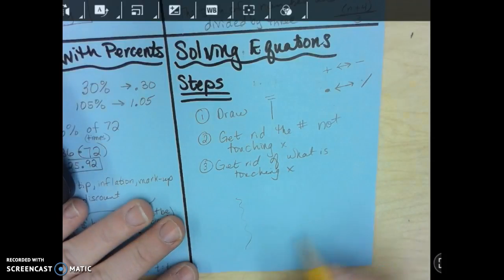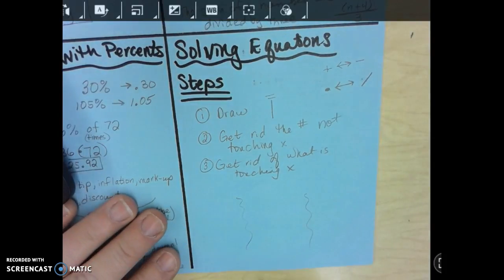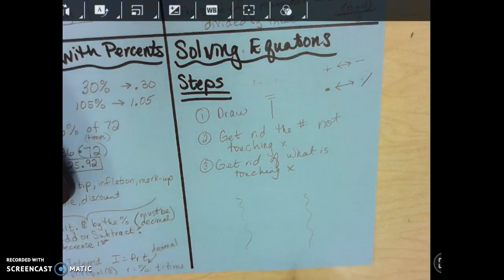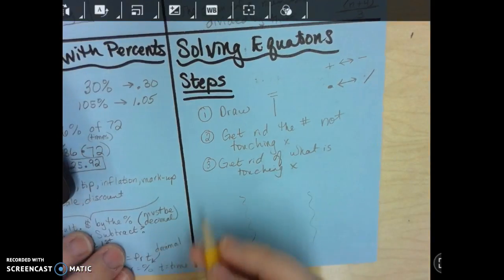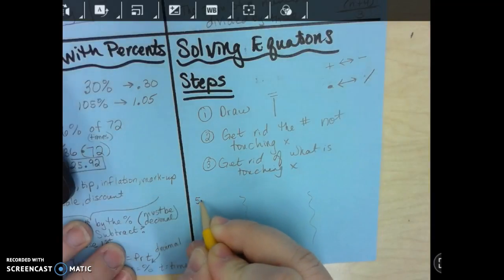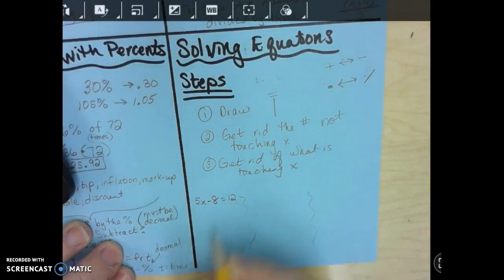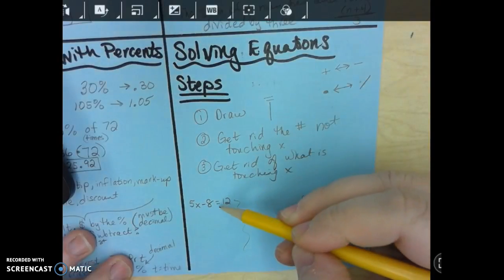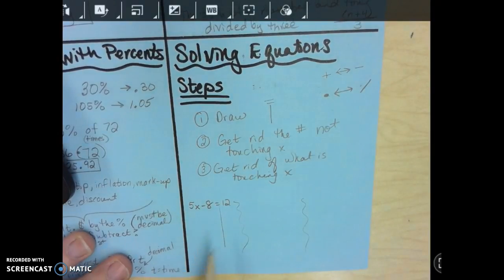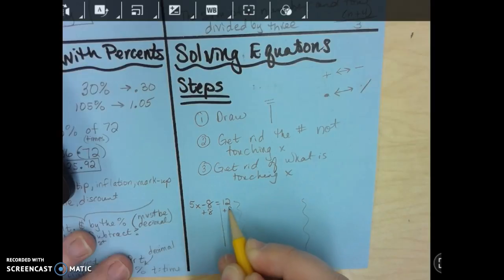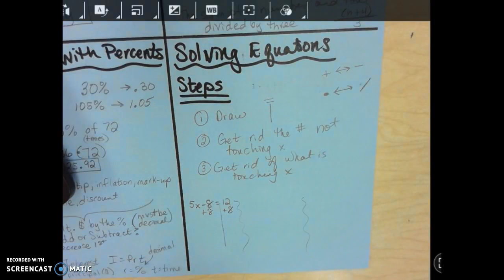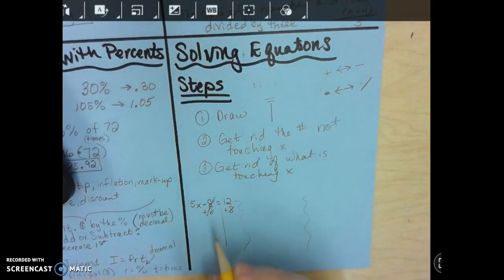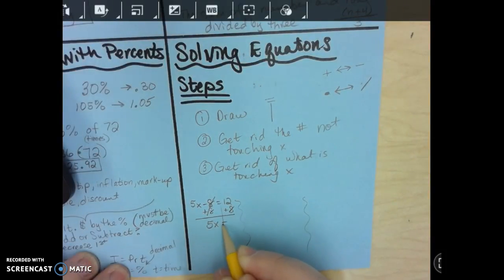And so what we have is we have some problems. And I did not draw these lines, but if you can split the bottom area into 3 sections, that would be great. So we'll have 5x minus 8 is equal to 12. And so I draw my line down. And the number not touching the x is the 8, so I need to get rid of a minus 8. And the way you get rid of a minus 8 is by adding 8 to both sides. Remember, what you do to one side, you must do to the other side. And so 8 and -8 cross off. So I get 5x is 20.